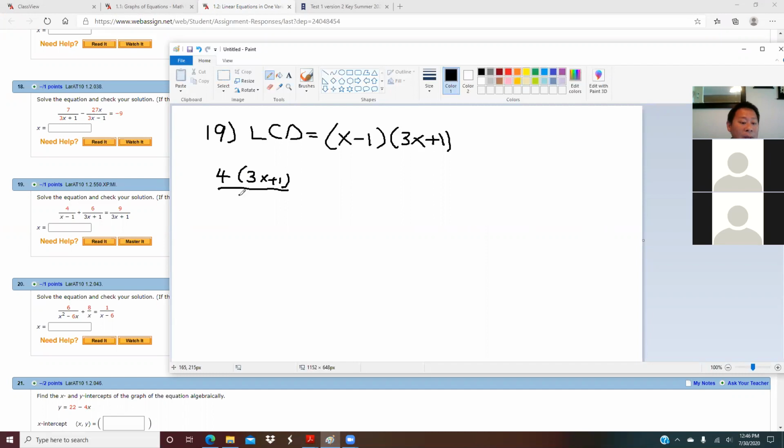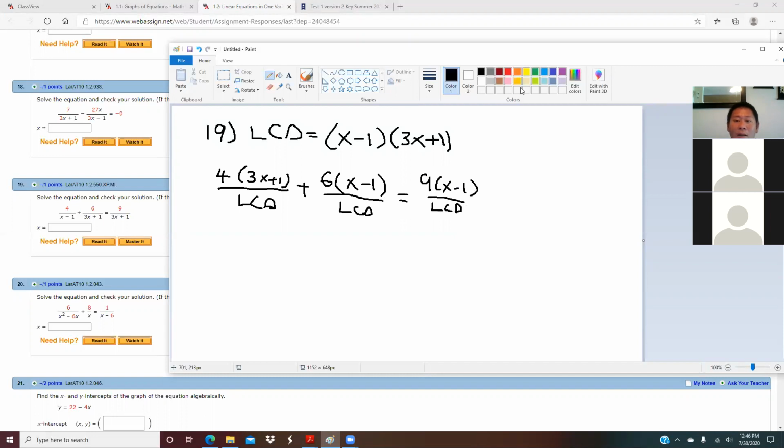And then your bottom will be LCD, which is x plus 1, x minus 1 and 3x plus 1. And then for the second one, you are missing x plus 1. So you have to multiply this with x minus 1, sorry, x minus 1. This is still LCD. And the last one, don't forget this equal sign, is equation. Also missing x minus 1. So you multiply that with that, and then this is an LCD.